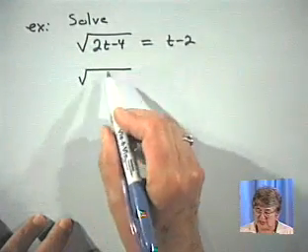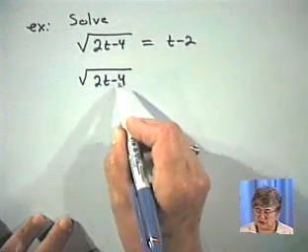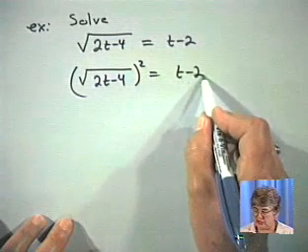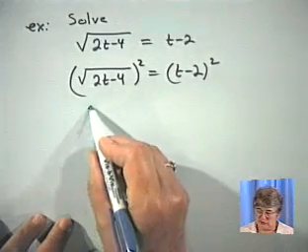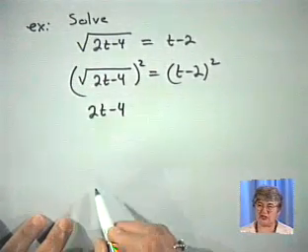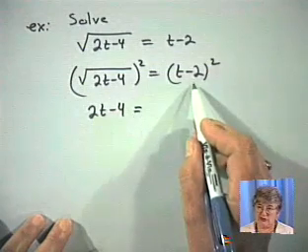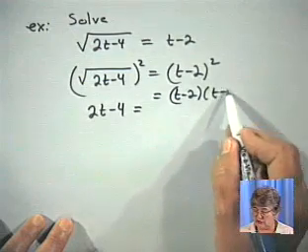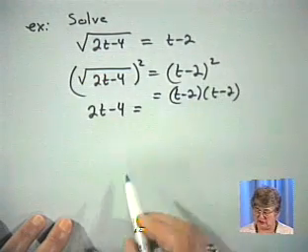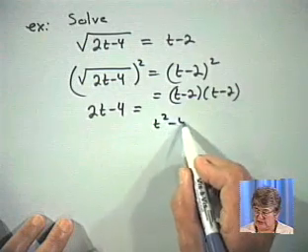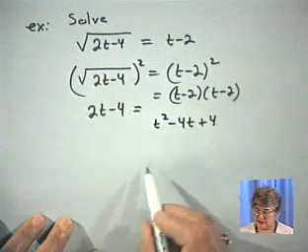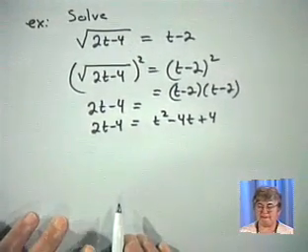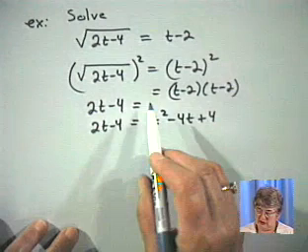Now, we're going to square both sides. The square root of 2t minus 4, the quantity squared, equals t minus 2 the quantity squared. Just as I mentioned before, for t minus 2 the quantity squared, it is convenient to write it like this so that you can multiply it out: t squared minus 4t plus 4. That equals 2t minus 4. Have an awfully lot of equal signs here.